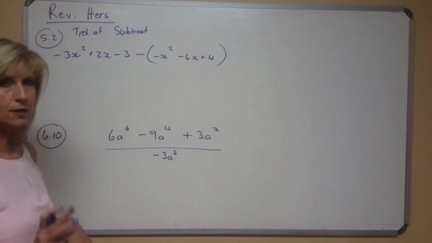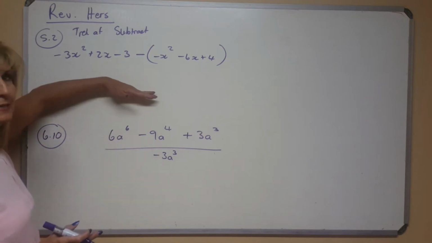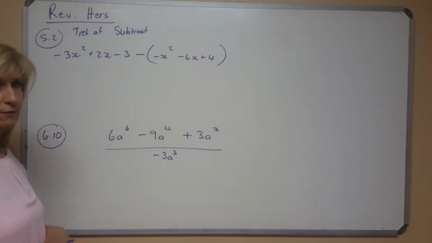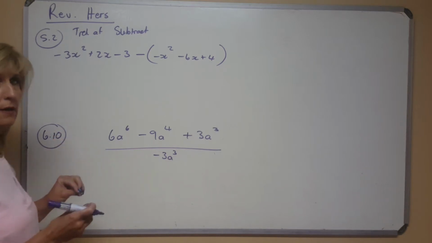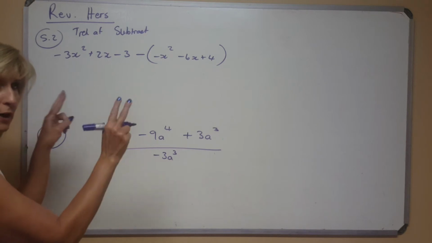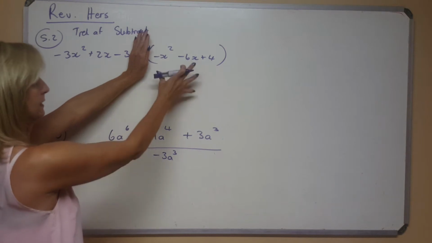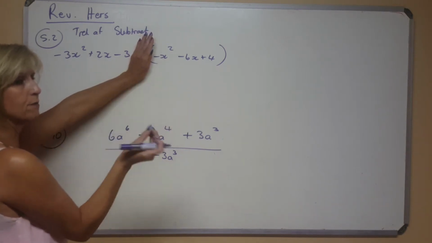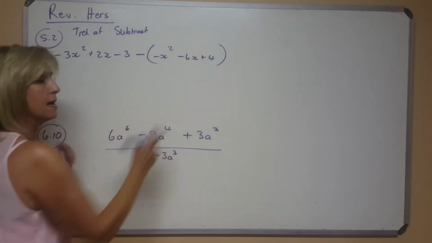This was the revision test at the end of theme 8 before we go to theme or unit 9. The first question, 5.2, says, subtract the second one from the first one. So you had to get the right one from the right one. All that there was this expression and that one, and they said, subtract the second from the first. So in other words, take that one and subtract it, so you keep it in a bracket.